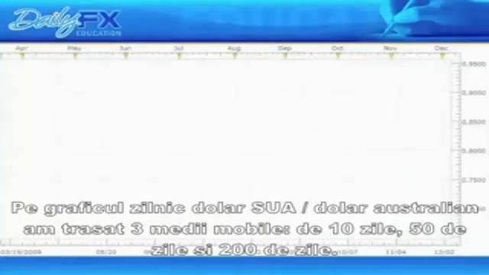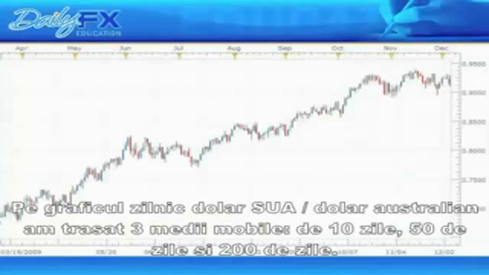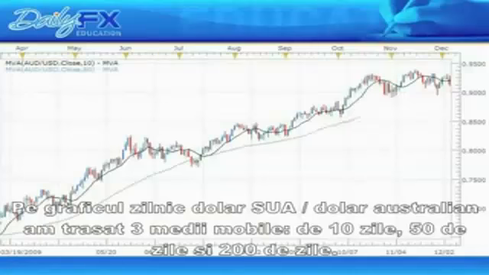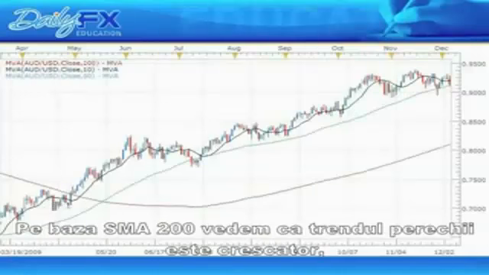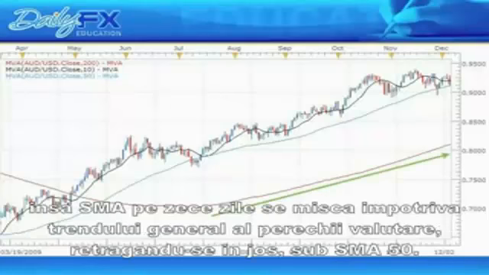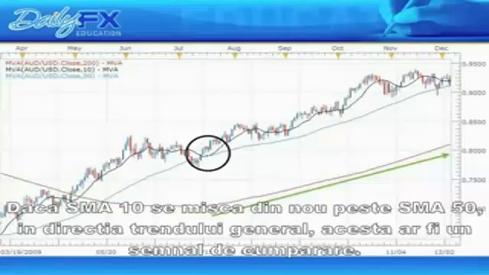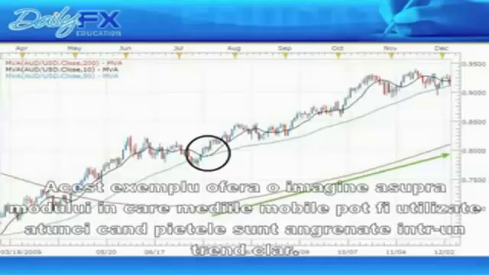On the daily chart of the Australian dollar-US dollar pair, we have three moving averages on the chart: the 10-period, 50-period, and 200-period. Based on the 200 SMA, we see the pair is trending up. The 10-period SMA is moving against the overall trend of the pair, retracing down below the 50 SMA. If the 10-period SMA moves back above the 50 SMA in the direction of the overall trend, it would signal an opportunity to buy. This example provides insight as to how moving averages can be used in trending markets.